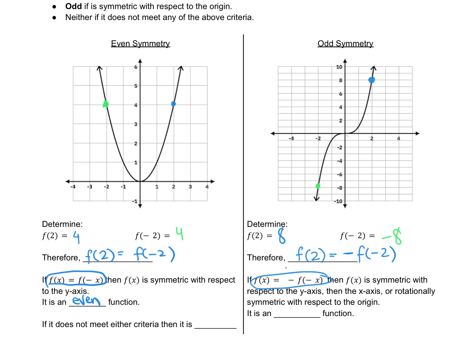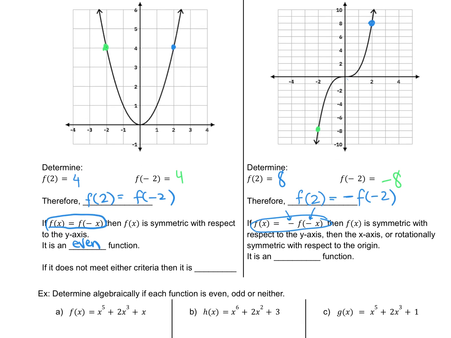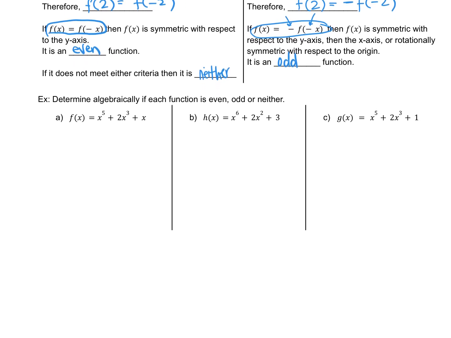As a reminder, this outside negative is the a value, so there's the reflection over the x-axis. And like we said before, this negative is a reflection over the y-axis. So if you have two reflections and you end up with your original function, that has odd symmetry and it's an odd function. And if both of those criteria are not met, it is neither. So let's look at a few examples and test this out. We're going to determine algebraically if each function is even, odd, or neither.